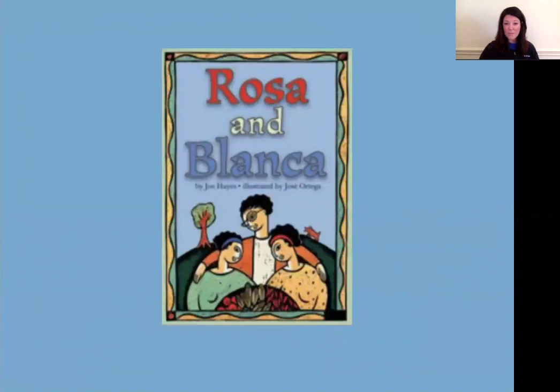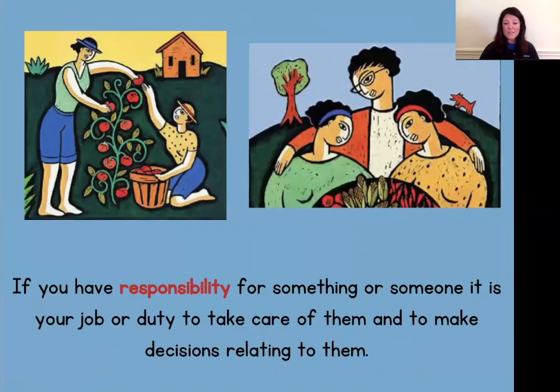What about this text, Rosa and Blanca? It's one of my favorites. If you have responsibility for something or someone, it is your job or duty to take care of them and to make decisions relating to them. Do you remember in this story, the sisters felt like they had a responsibility to take care of each other. So they were bringing each other vegetables, but they didn't know it. So when they went back to their own house and they saw all the vegetables, they were confused and didn't know where they came from. That was pretty cool. They had a responsibility to take care of each other.